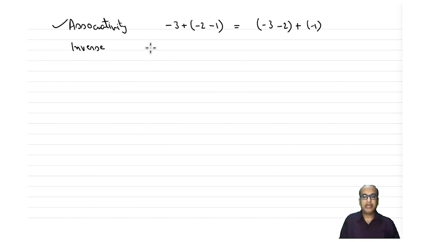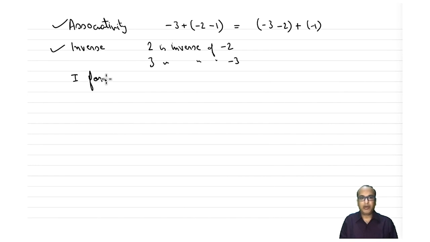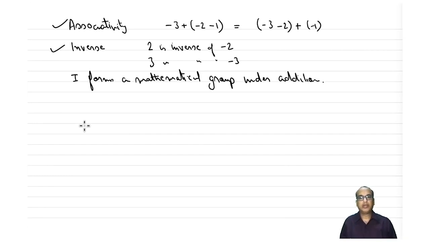And inverse. Every integer has an inverse. So for example, 2 is the inverse of minus 2. Remember, it's addition as the combination. So 2 will be the inverse of minus 2, and 3 is the inverse of minus 3, right? So they are all part of the group. So inverse also applies. So that means I forms a mathematical group under addition.